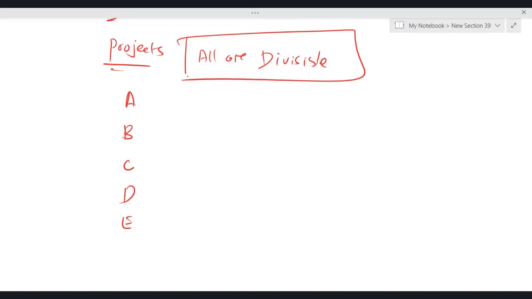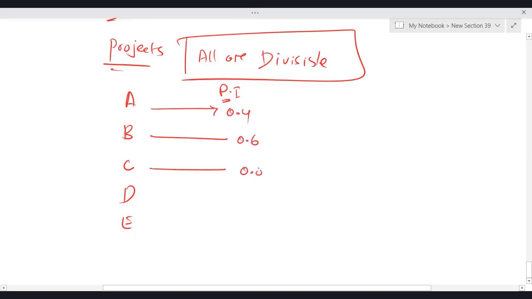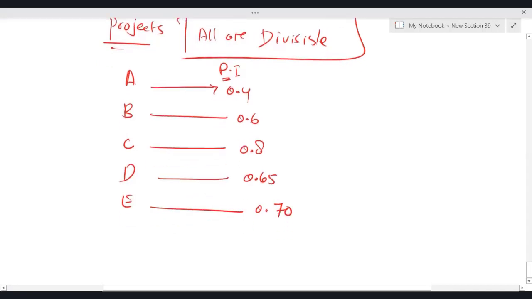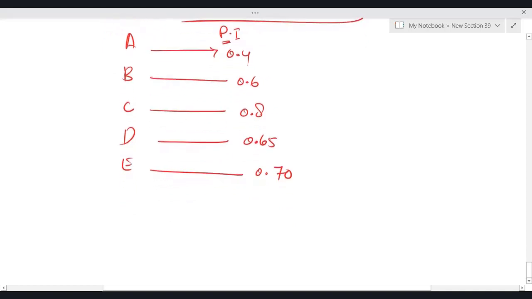Now listen carefully. I'm just telling you the profitability index. Let's say the profitability index of project A is 0.4, B is 0.6, C is 0.8, D is 0.65, and E is 0.70. These are the profitability indexes. For example, we have calculated and these are the answers.